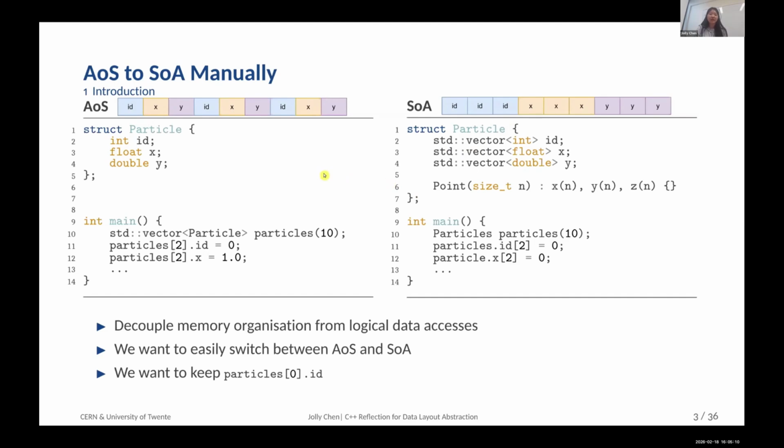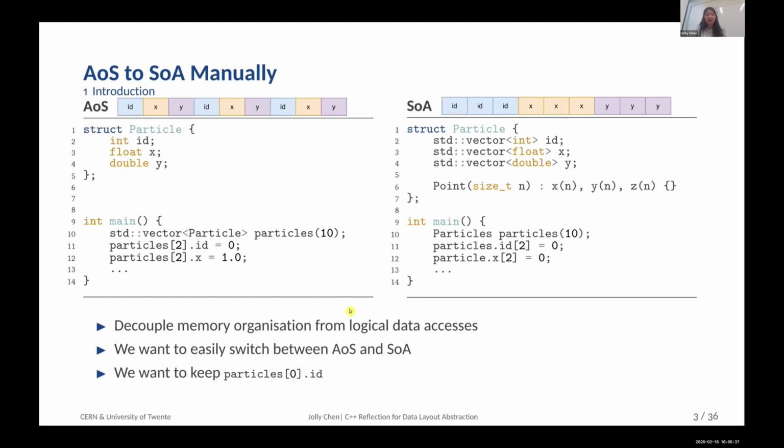But another thing is that if you switch your data layouts, it can also affect the way you need to access your data. So for example, on the left-hand side on line 11, you could read this as the ID of the third particle, which is fairly intuitive. But with the SOA, you would read this as the third ID of particles, which doesn't necessarily mean something.